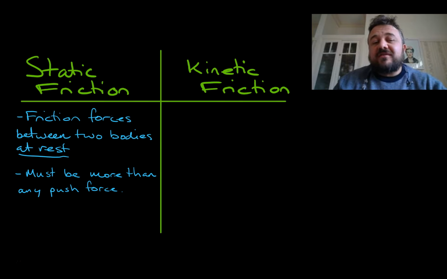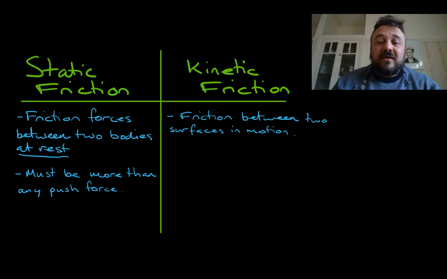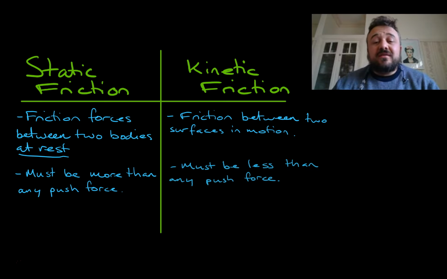So let's look at our two types of friction. We've got static friction. Static friction is the friction between two bodies at rest. In other words, they're not moving. Whereas kinetic friction is the friction between two surfaces in motion. When we have static friction, it must be more than any push forces. In other words, it's not moving. So the friction has overcome the push force and it's stayed still. Whereas if we've got kinetic friction, it must be less than any push forces.